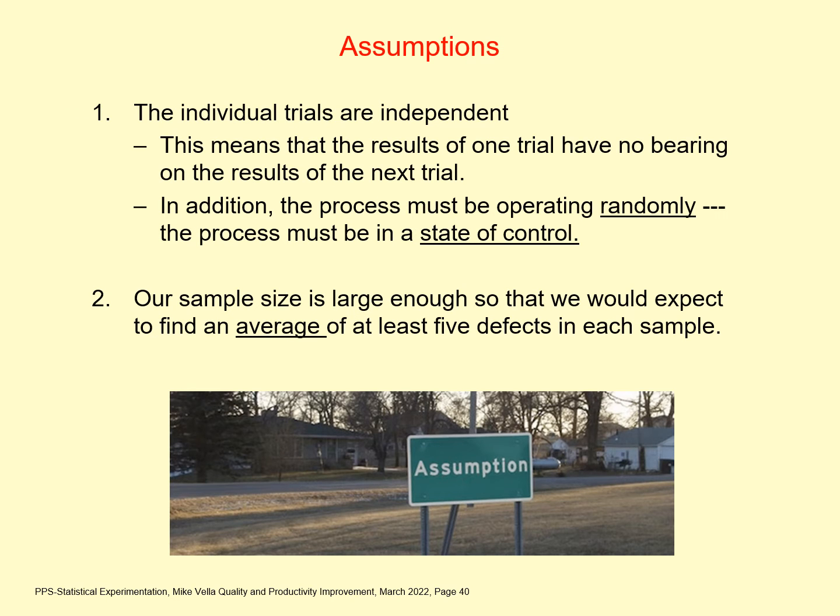Some assumptions. First, that the individual trials are independent. This means that the results of one trial have no bearing on the results of the next trial. In addition, the process must be operating randomly and must be in a state of control. If the process is bouncing all around and out of control and unpredictable, then we really can't be testing because it's a fool's errand to be testing a process that's out of control. And that our sample size is large enough so that we would expect to see, on average, at least 5 defects in each sample.